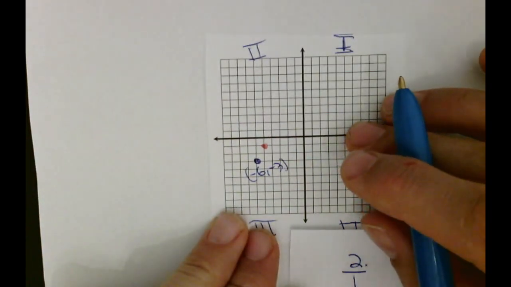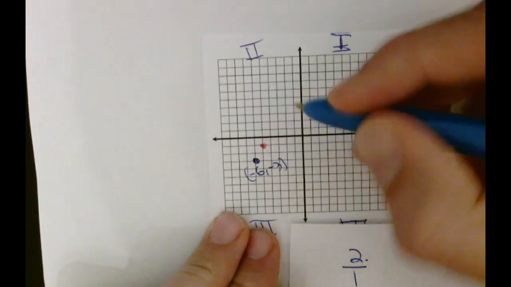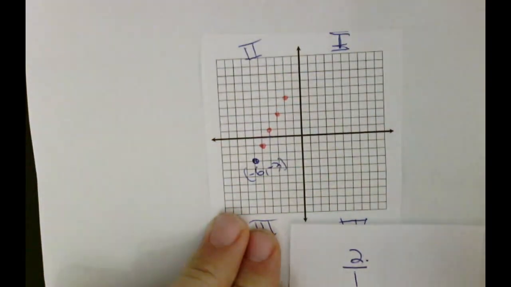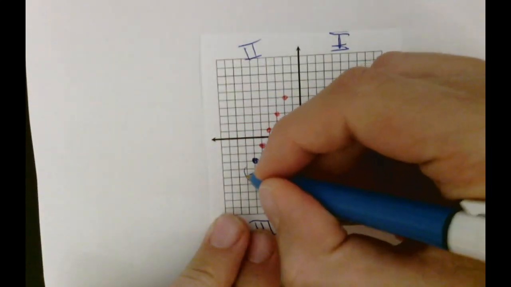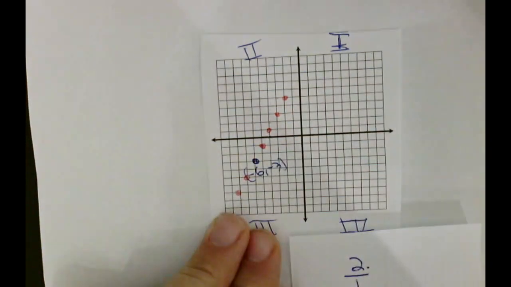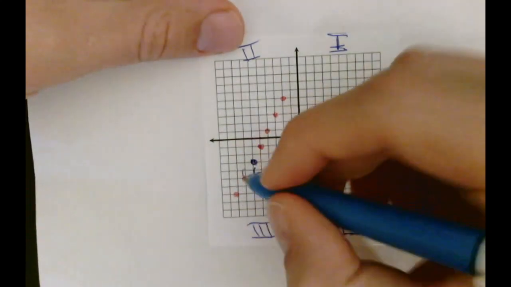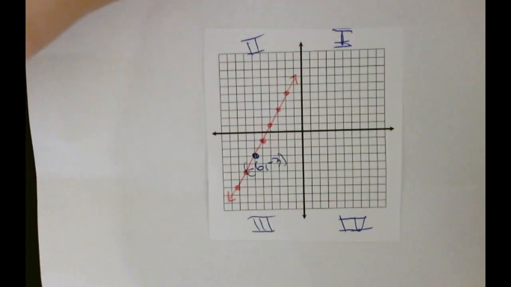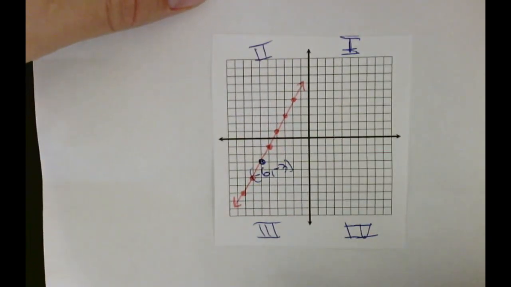Now if you remember, wherever we go up 2 and over 1 will be a point on our line. You only need 3 points to make a line. You can also go in the opposite direction, which is down 2 and over 1. Down 2 and over 1. And you can see the pattern that's formed. Now I can connect my dots, and I've created a line. Make sure you put arrows on both ends of your line to indicate that it's a line. Remember, lines have arrows on both ends because lines go on forever and ever in both directions.